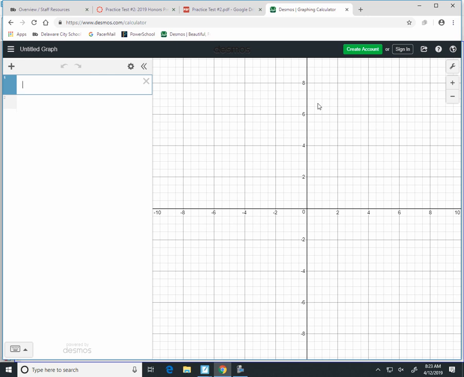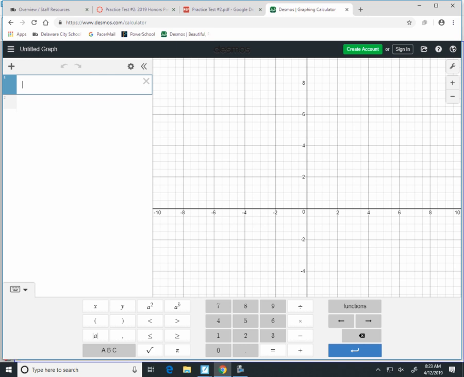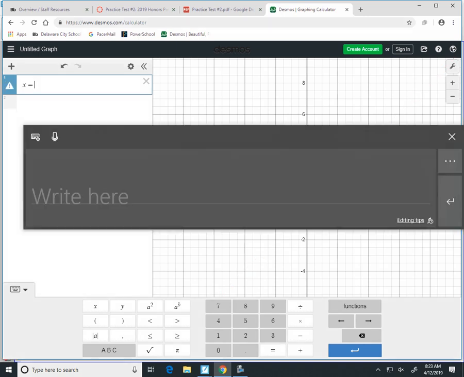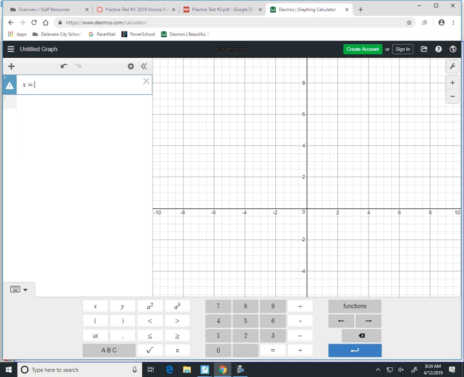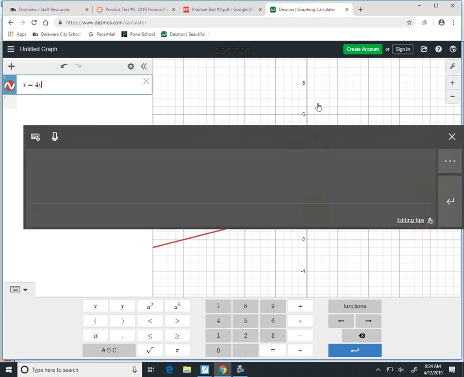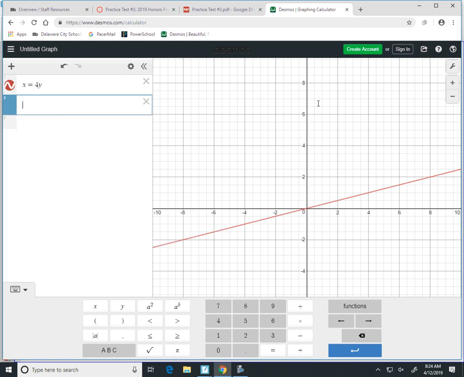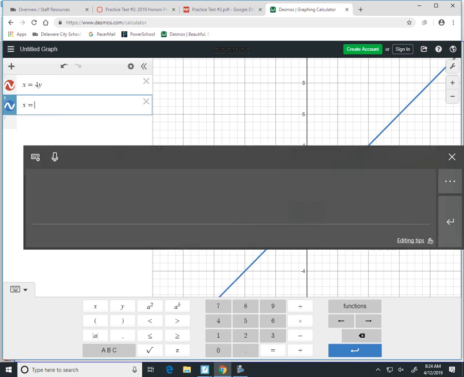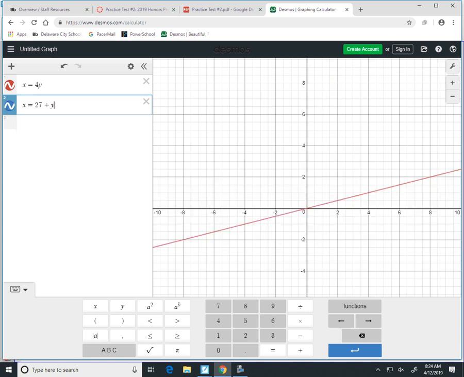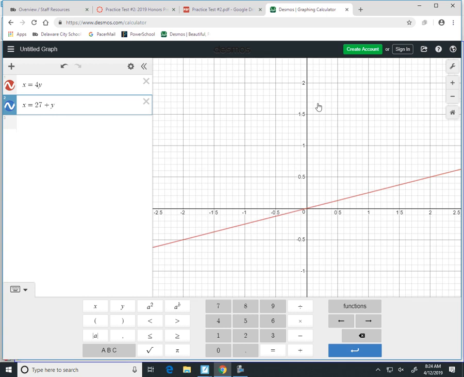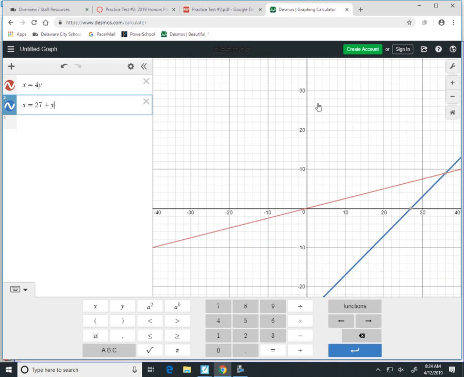All right. So our first equation was X equals 4y. And our second equation was X equals 27 plus y. I can only see one of these graphs right now, so I'm going to just zoom out until I can see both. That's it. Here we go.